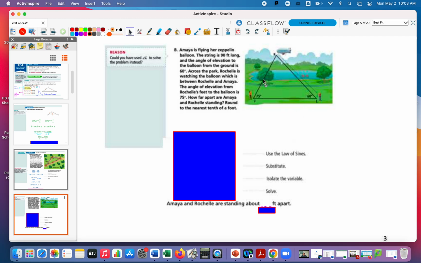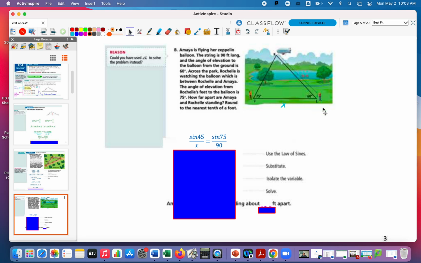Let's try that again. So we got another situation. Again, feel free to pause to read through it. Basically, she's flying this balloon, and we got some angles, and we want to find where it is. We want to find out how far apart they are. So you can call this X, or you can call it whatever. Actually, what did I call it? I called it X. So they're looking for the distance between them.